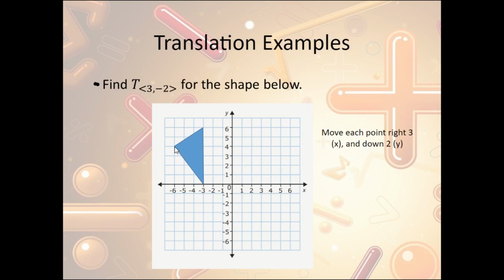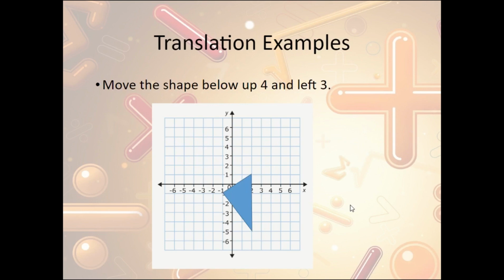So let's start with this one. So we slide to the right, 1, 2, 3, and then down 2, 1, 2, and plot that point. Then we do it for this one, to the right 3, 1, 2, 3, down 1, 2, and plot that one. Then this one, to the right, 1, 2, 3, and down 1, 2, right there. And notice when I create my triangle, I should end up with 2 triangles that are exactly the same, just slid over and down.